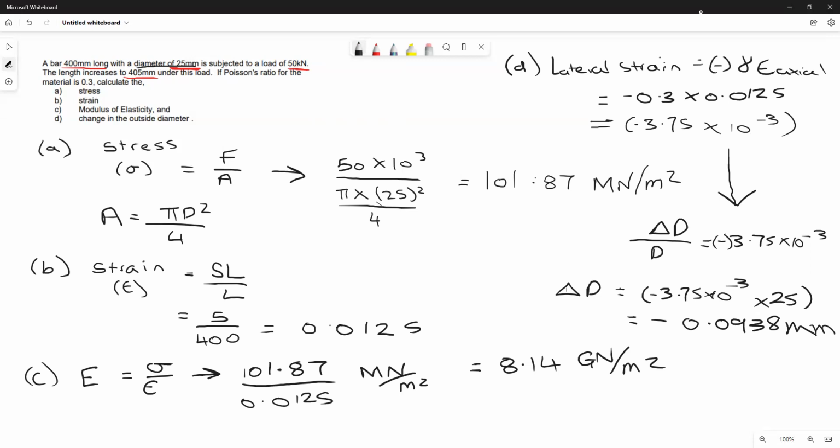So I do hope that you found this example useful. It's actually quite an applicable example in industry on what actually happens to a bar when it's subjected to these stresses and strains.